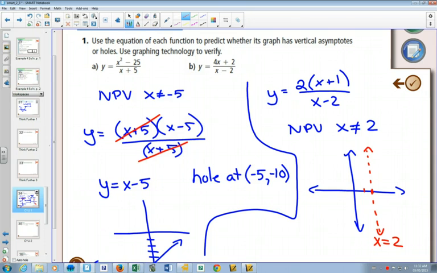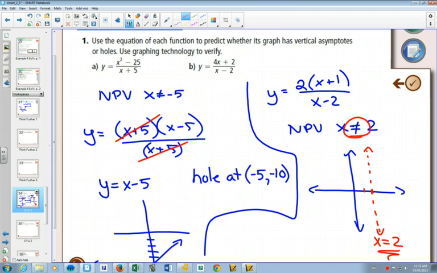Now that's something to be careful with. When you write non-permissible values, you use can't equal with a little line through it. When you write your equation of your asymptote, it is an equation. An equation has an equal sign. So be careful, because some people like to put the x can't equal 2 with the equation here, and that would be a half-mark deduction, because it is an equation, so it should have x equals 2.